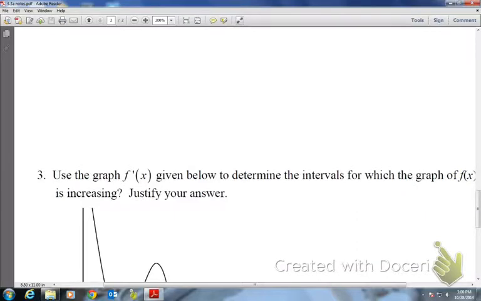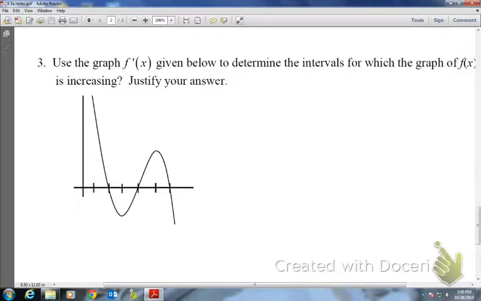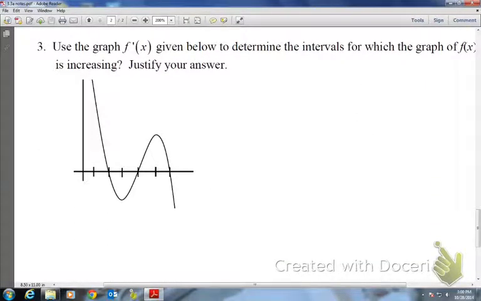All right, this last one's pretty easy, and I like it because it is easy. It says use the graph of f prime of x. So this is the graph of f prime of x. So use the graph of f prime of x given below to determine the intervals for which the graph is increasing and justify your answer.